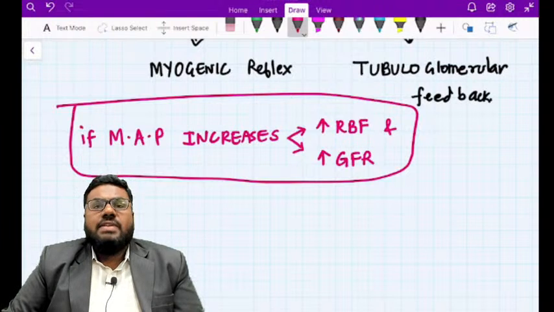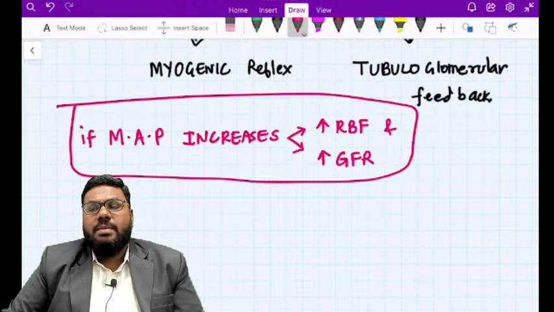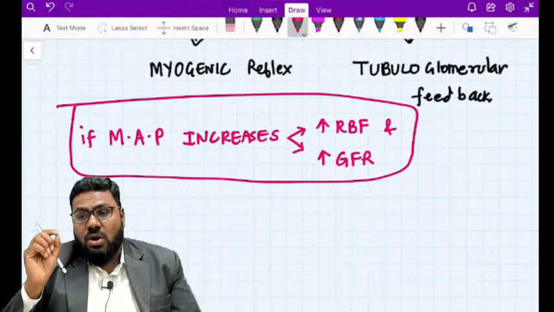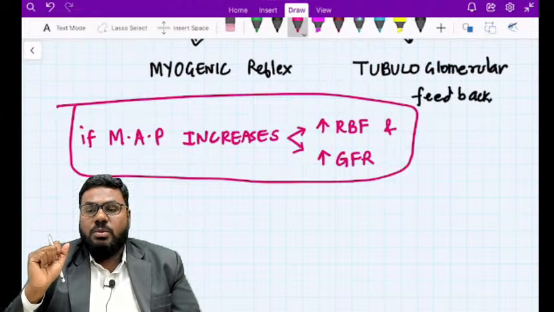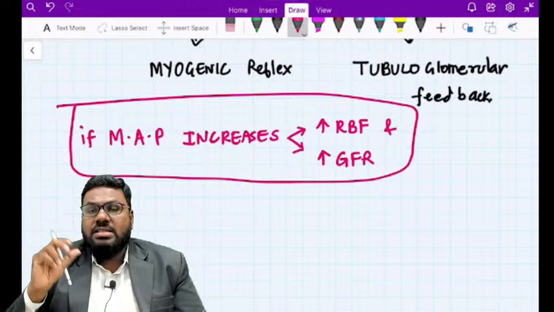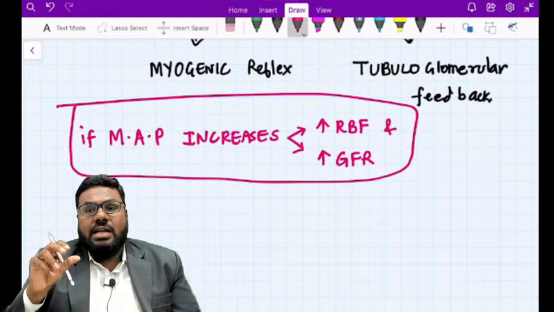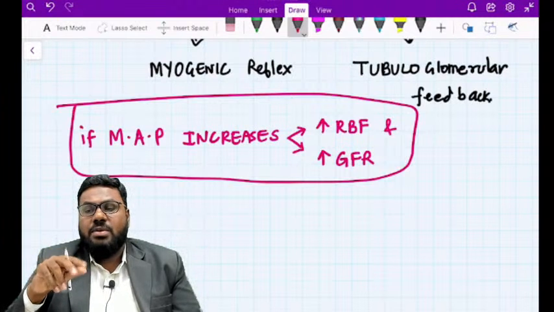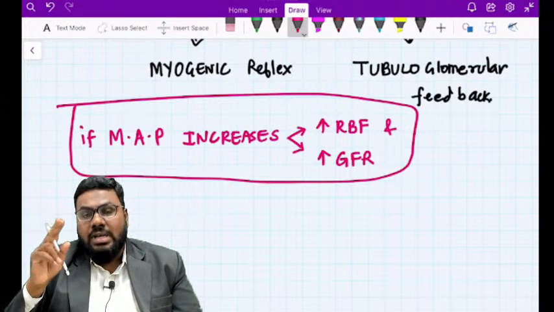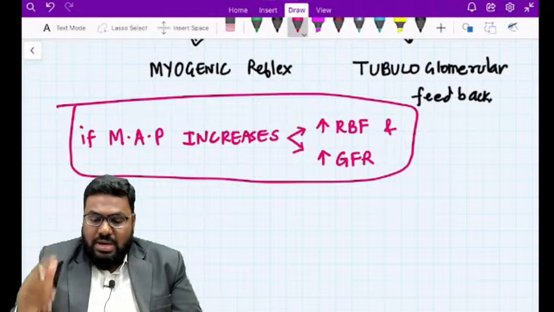Whenever there is high delivery of sodium ions to the macula densa. What is macula densa? It is that part of the nephron where the thick ascending limb of the loop of Henle connects with the beginning of the distal tubule. So I repeat, what is macula densa? Macula densa is the area of the thick ascending limb of the loop of Henle joining the distal convoluted tubule. In this area we have the macula densa.